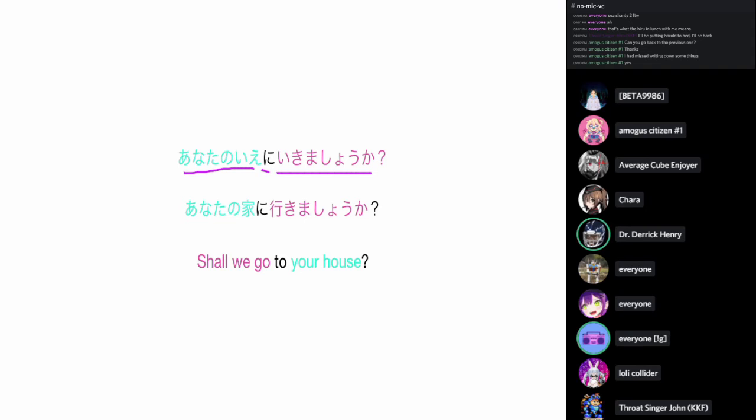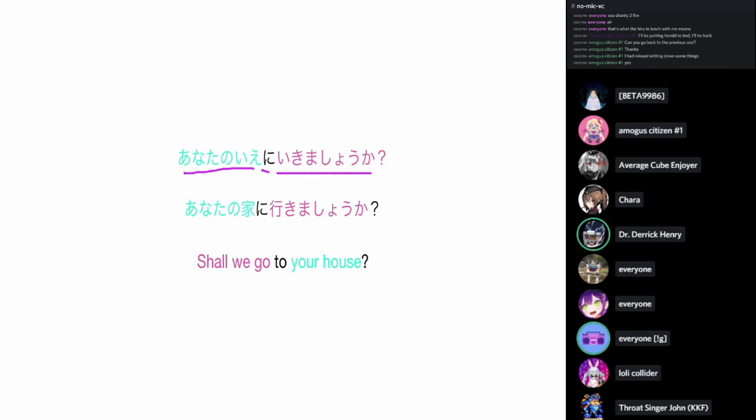So, this is again suggestive, but unlike where we talked about masenka, here mashoka is sort of should we do this together as opposed to will you do this with me? So slightly different ways to say similar things.